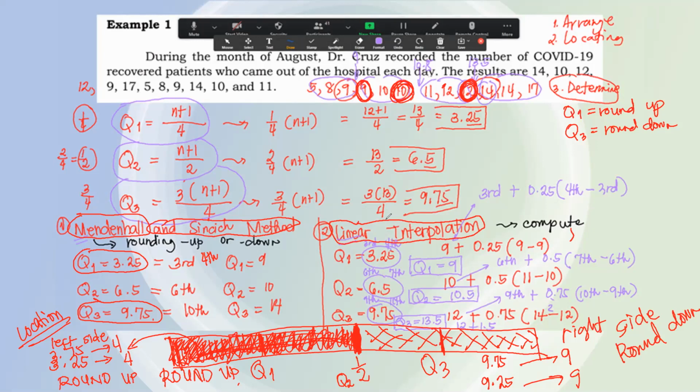Basta ang tatandaan nyo, kapag nasa left side, it should be round up. And kapag nasa right side, it should be round down.